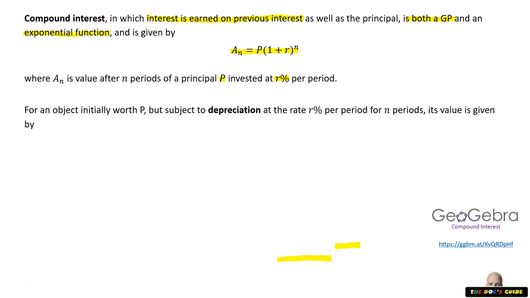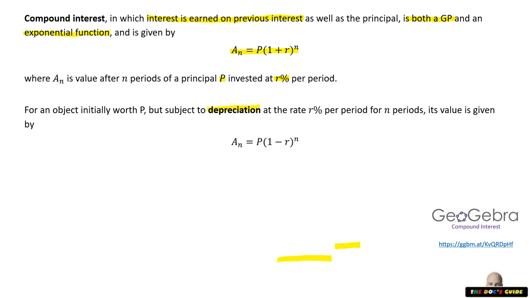So as a graph, that means that the graph will go up steadily if we've got compound interest. We also need to be aware of the fact that if we have depreciation, then that's just like getting negative interest.